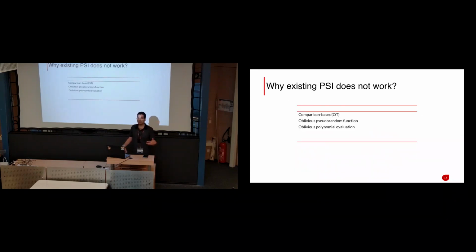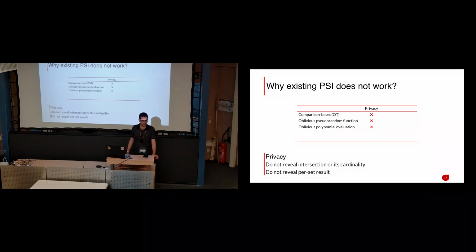As I mentioned with PSI cardinality before, these problems are really close to set intersection, and we tried to see if we can use existing work to solve this. First, we tried approaches based on comparisons such as oblivious transfer, OPRF, or polynomial evaluation, but they could not satisfy our privacy requirements because they always reveal the intersection or its cardinality. And it's not possible to aggregate their responses in an encrypted domain.